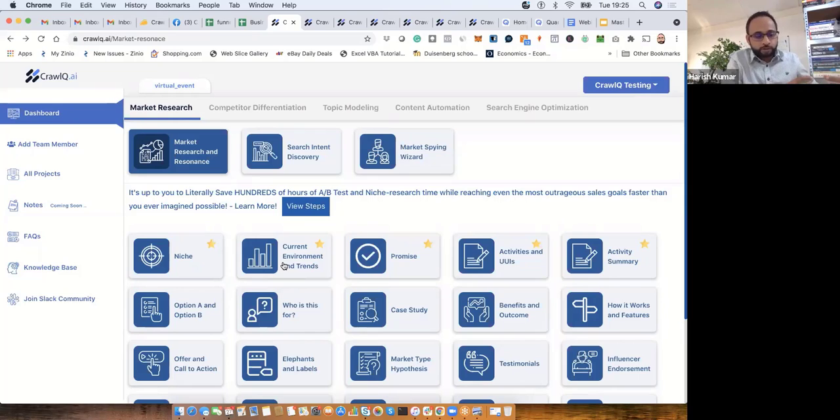So we have state one, we have state two, and then we have a product or service or coaching, whatever you want to call it, which is a promise. That is your promise, to take them from their current state to their desired state.